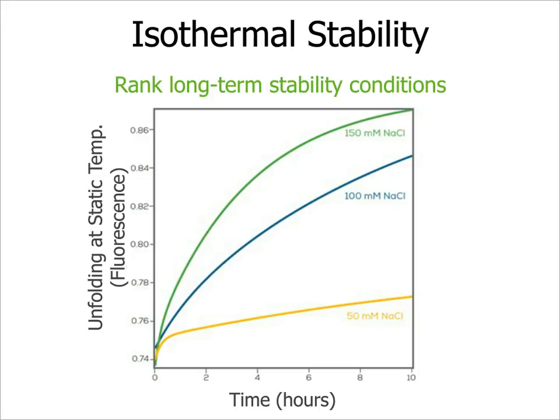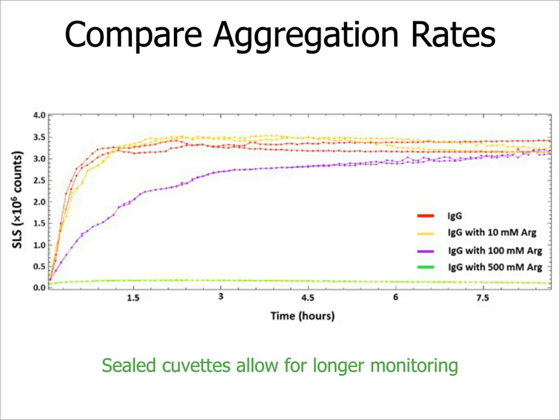Similarly, we look at the aggregation of a protein. We see in this case, we have a monoclonal antibody with different amounts of arginine. So comparing the aggregation of IgG at 65 degrees in the presence of increasing amounts of arginine over an 8-hour time course allows us to show that 10 millimolar arginine in this case is insufficient to suppress aggregation. That's the yellow curve. 100 millimolar arginine significantly affects aggregation, and that's the purple curve. And 500 millimolar completely suppresses the aggregation.